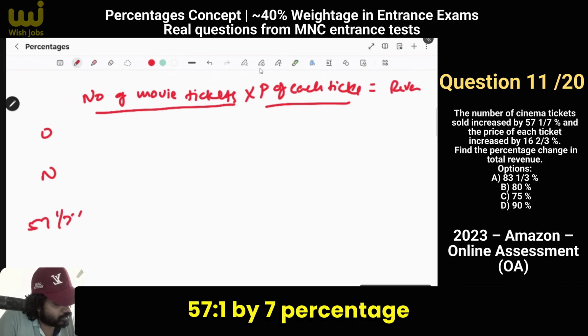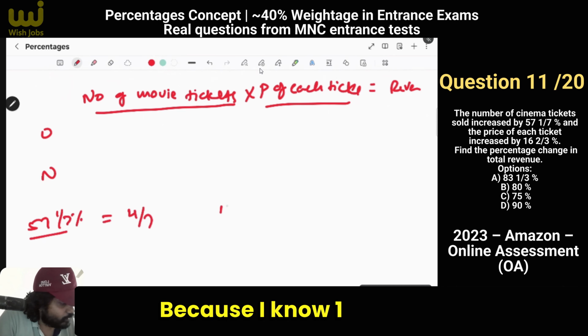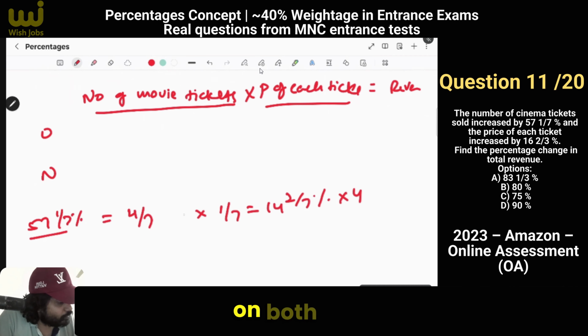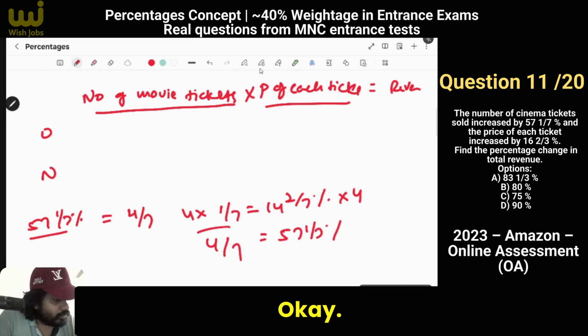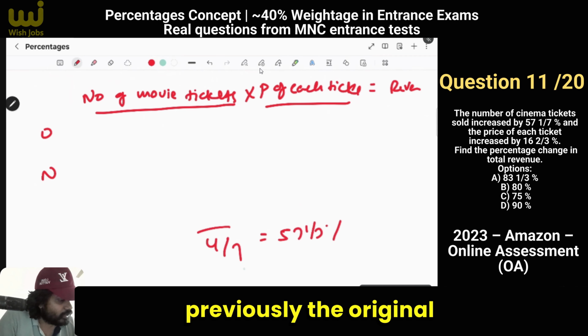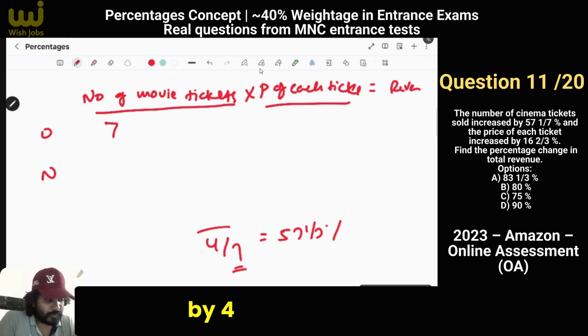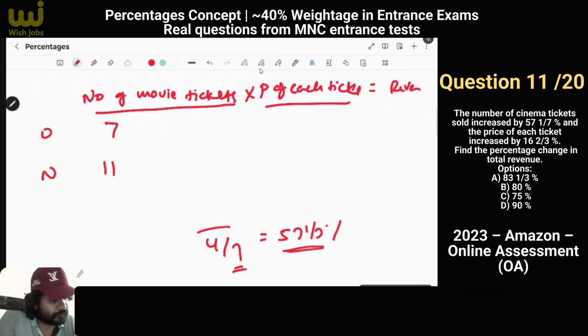57 1 by 7 percentage, if you calculate that, you will be getting 4 by 7, because I know 1 by 7 equals 14 2 by 7 percentage. You just multiply with 4 on both sides. This will be 57 1 by 7 percentage, which is 4 by 7. Okay, with that, what I know, previously the original number of tickets used to sell is 7, but due to it increased by 4, that became 57 1 by 7 percentage increase. The new would be 7 plus 4, which is 11.